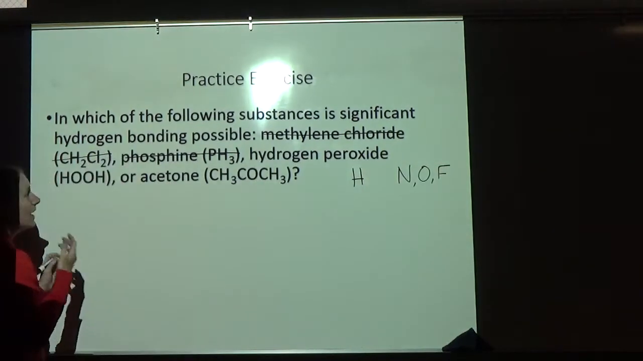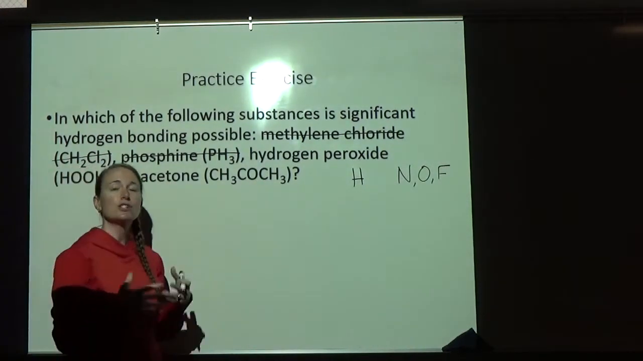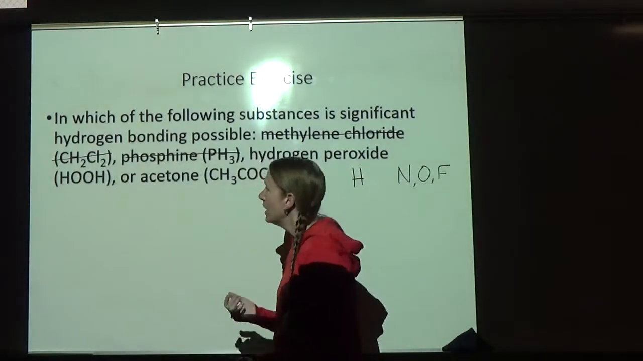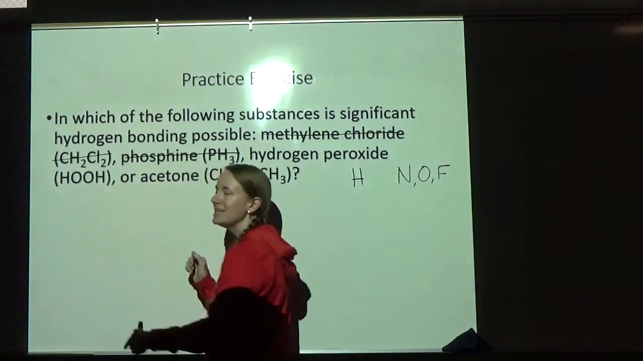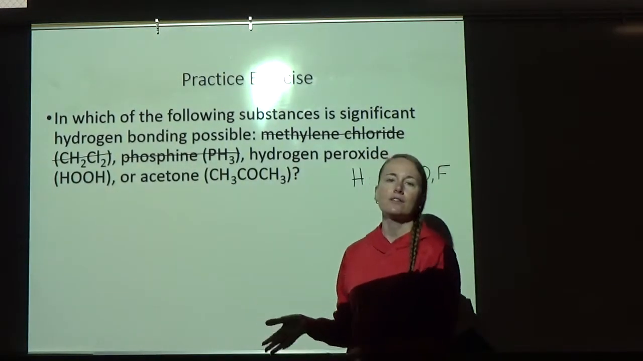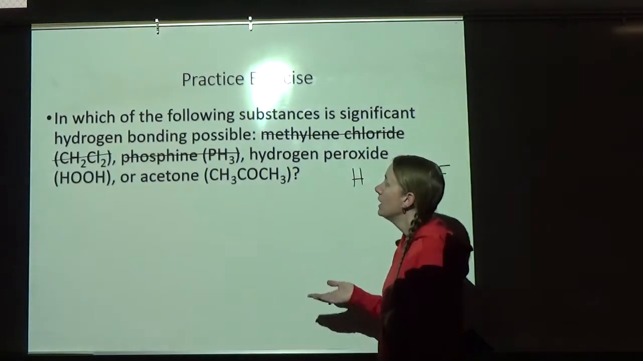Now, in hydrogen peroxide, sometimes, y'all, instead of wasting time drawing a Lewis dot structure, just use the formula to help you. See how the O and the H are next to each other in this formula? That means that they are most likely bonded together. If you're not positive, you can draw it and see that they are bonded together.